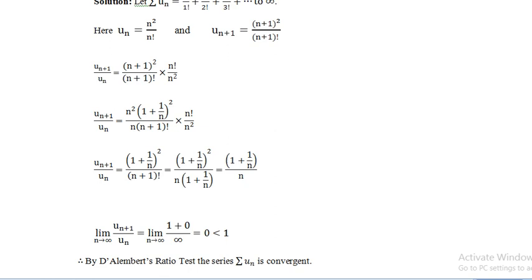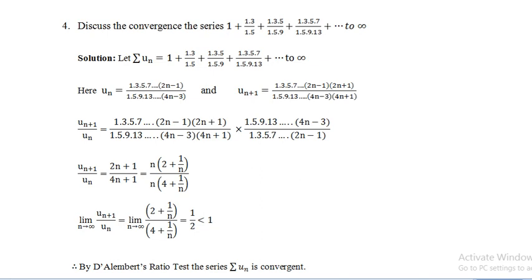Now take the limit on both sides with n tends to infinity. 1 by infinity is 0, and the denominator is infinity. So 1 plus 0 divided by infinity becomes 1 divided by infinity. We all know that 1 by infinity is 0, and 0 is less than 1. According to Alembert's ratio test, the given series is convergent.